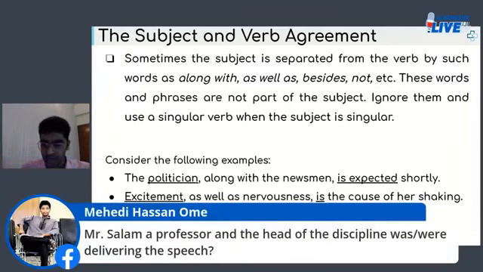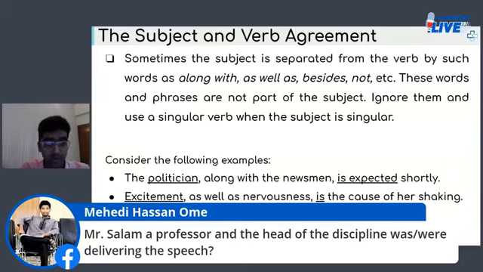Now we have an interesting question here. Mehdi Hassan Omi says, "Mr. Salam, professor and the head of the discipline, was delivering the speech." Of course, "was." That's because Mr. Salam is a professor and he is the same person who is the head of the discipline, right? You're not talking about two different people here. You're talking about one person here. However, your sentence is missing punctuation.